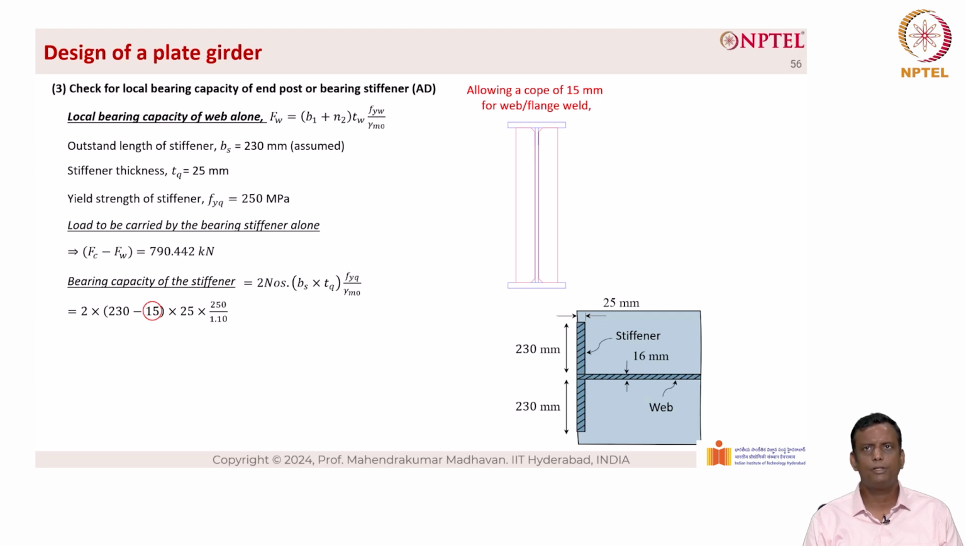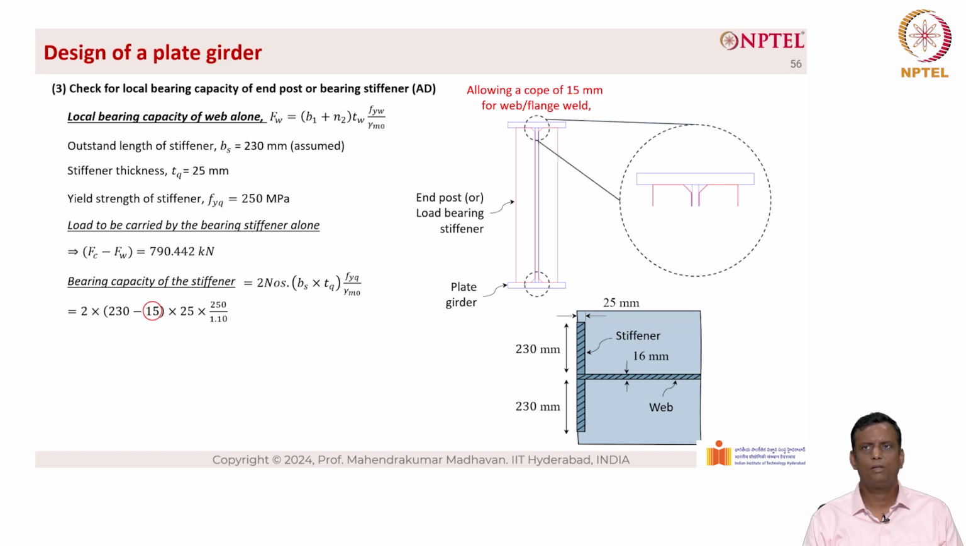You have to reduce the area of the triangle basically to accommodate the presence of the weld at the web flange junction. So you have to reduce 230 by 15 mm. Right. So below is the plate girder, this is the end post of the load bearing stiffener, and if you take a deeper look at it, you can see the triangle. This triangle won't contribute to the bearing. So we have to take 230 minus the 15 mm. That is the actual area that contributes to the bearing.